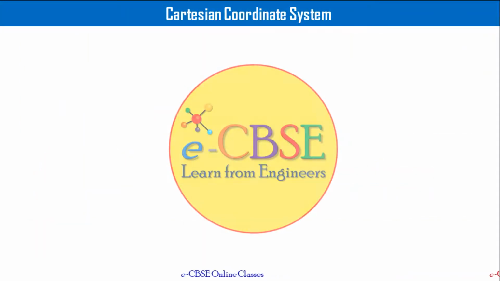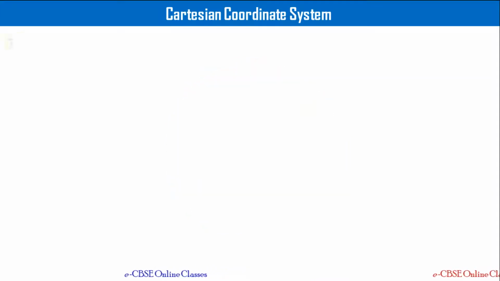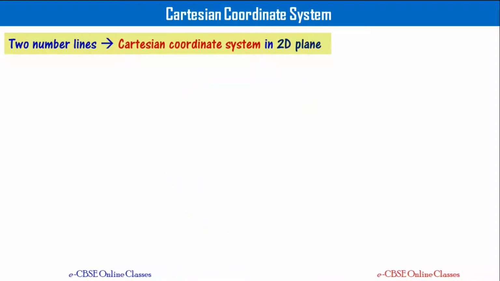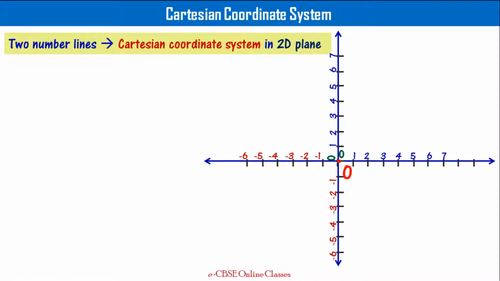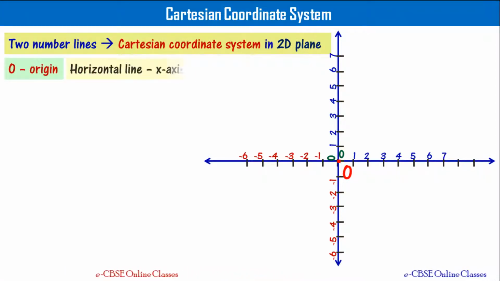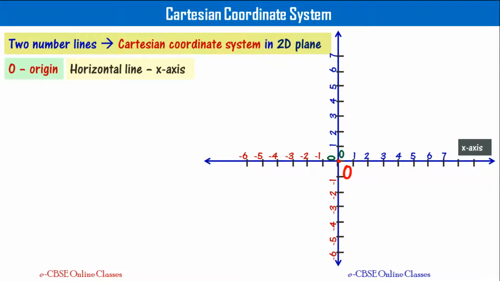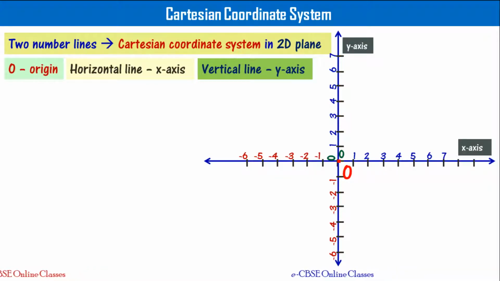In the previous video, we have discussed about using two number lines to define Cartesian coordinate system in 2D plane. That looks like this. In the figure, O is called origin, and the horizontal line is called x-axis, and the vertical line is called y-axis.